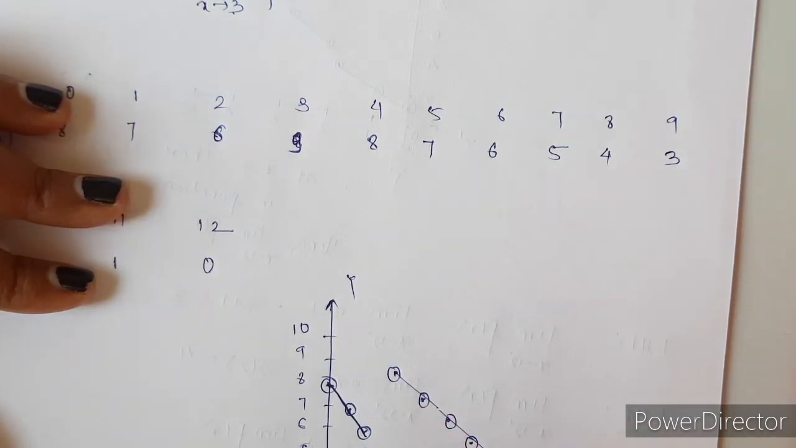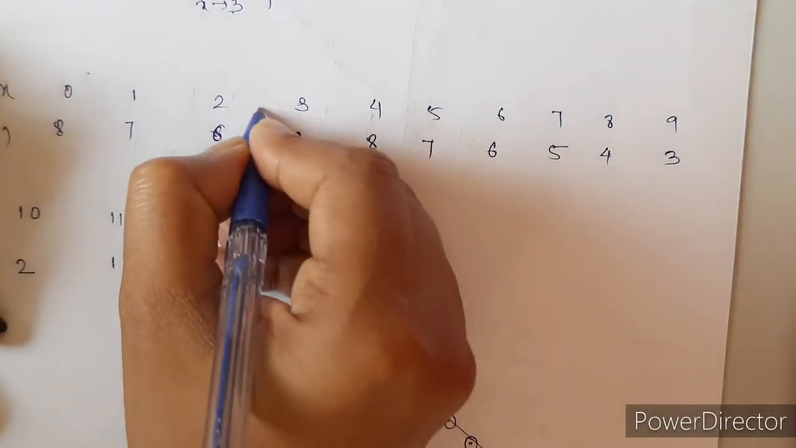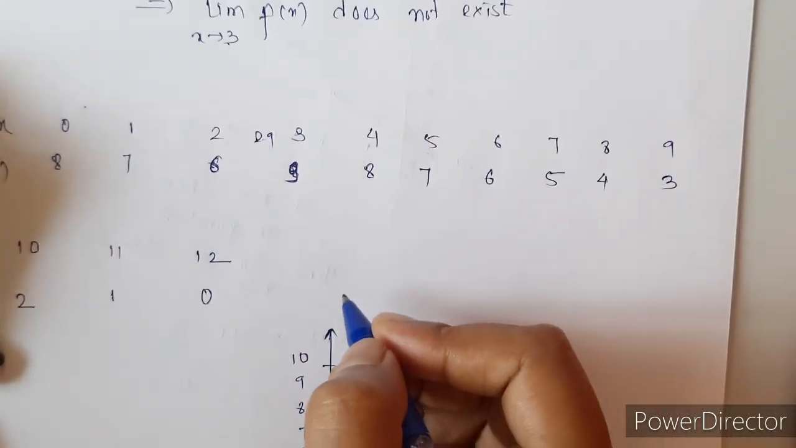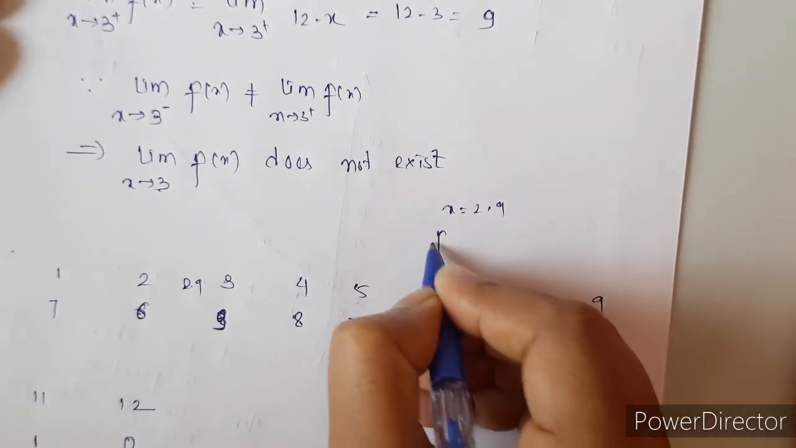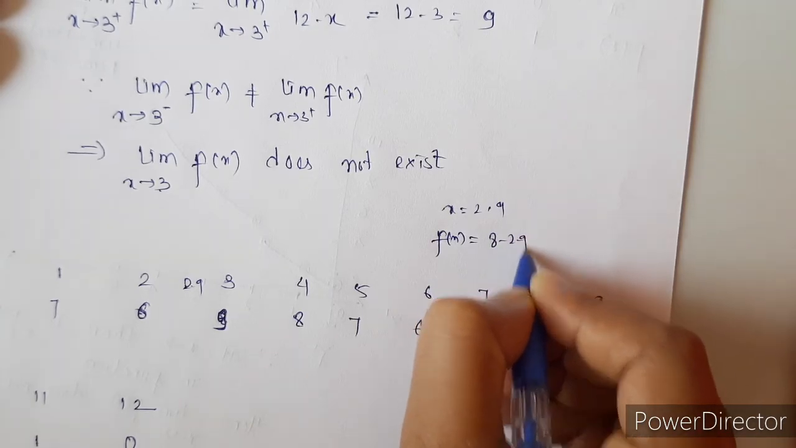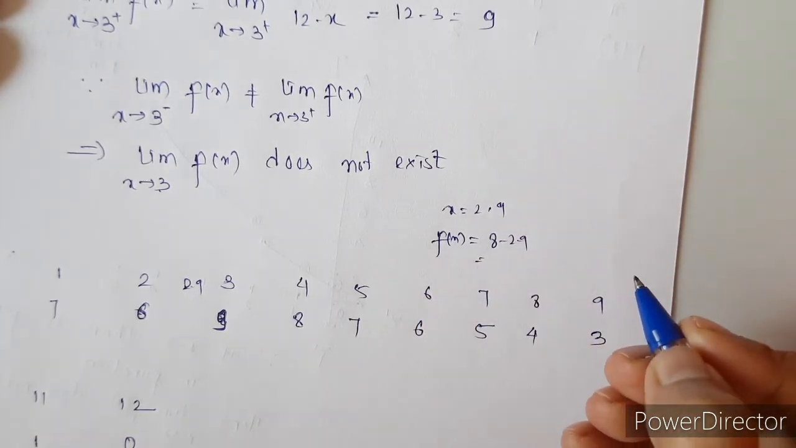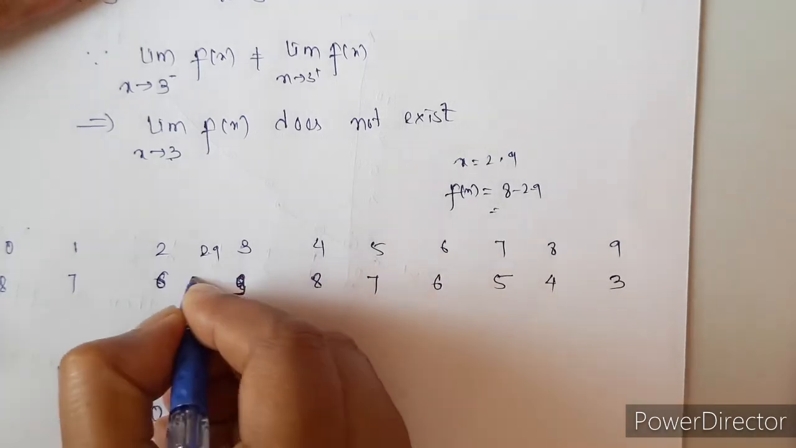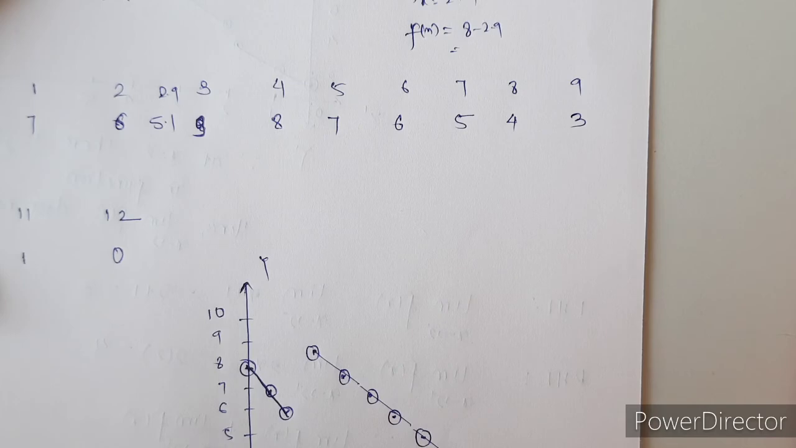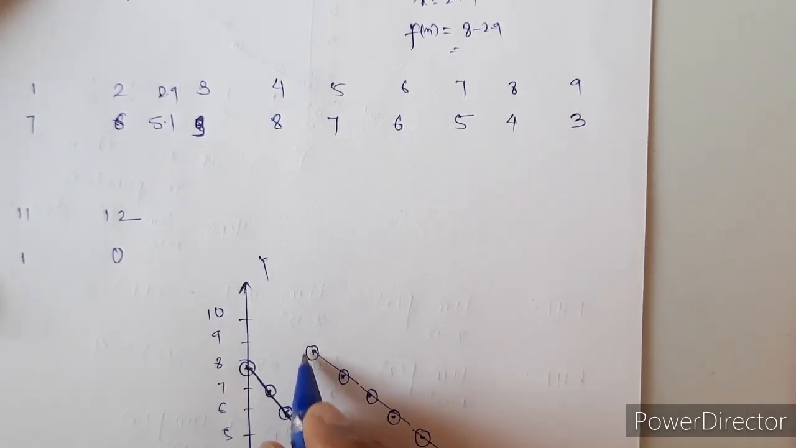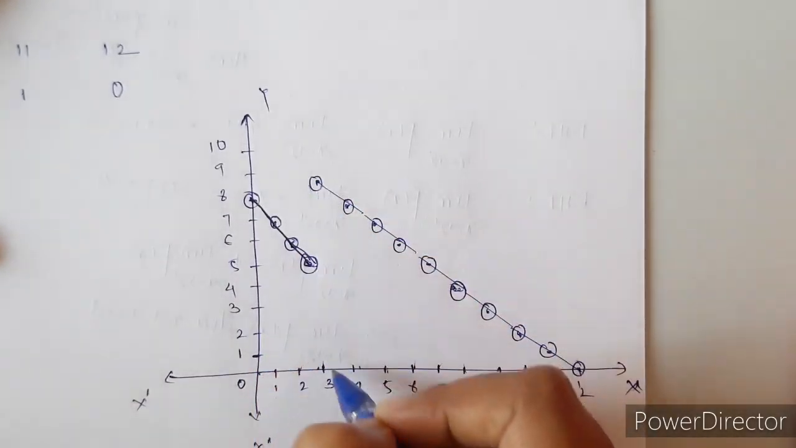So again we are getting a straight line, but there is problem at this point. Okay, if I take for 2.9, suppose I am adding one more point here, 2.9. What will be my function? For x equals to 2.9, f of x is 8 minus 2.9, right? Which is nothing but 5.1. So if I take 2.9, this will be 5.1. Okay, it will come here. But still there is a gap in the function. Okay, there is a break in this function at this point 3.